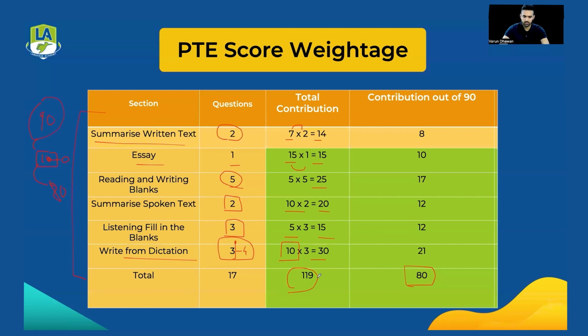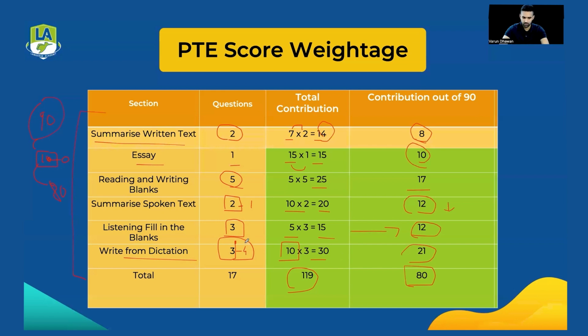Now what PTE does is it converts the total contribution out of 80. That is what I have done. Summarize written text will be around 8 to 9 points. Essay will be 10 to 11 points. Reading writing blanks around 17 points. Summarize spoken text, if you have got 2, will be around 12 to 13 points. Let's say if you only have 1 over here, then the weightage of this will go down and the weightage of the others will go up a bit. Listening fill in the blanks, 15, is going to give you around 11 to 12 points, and write from dictation 21 points.